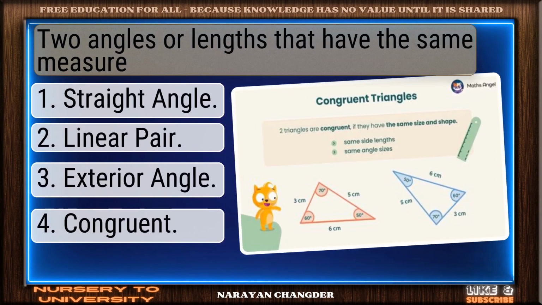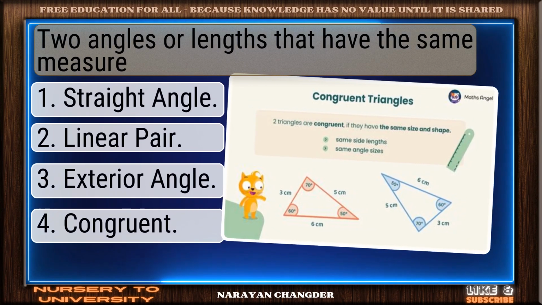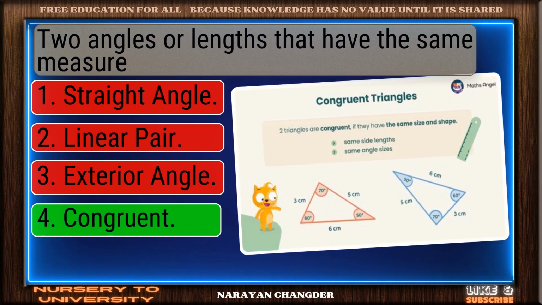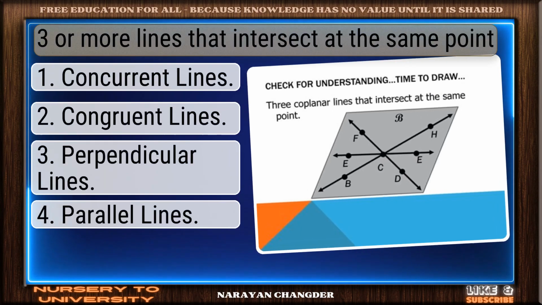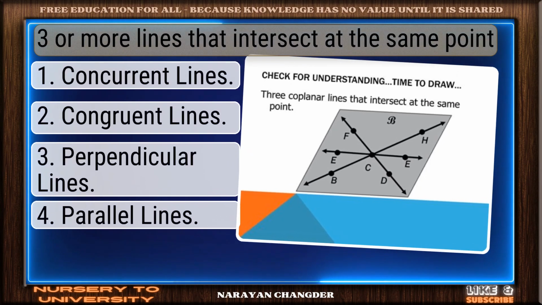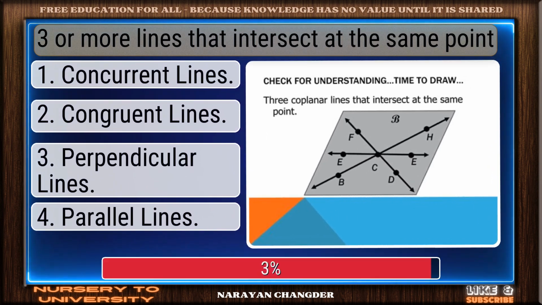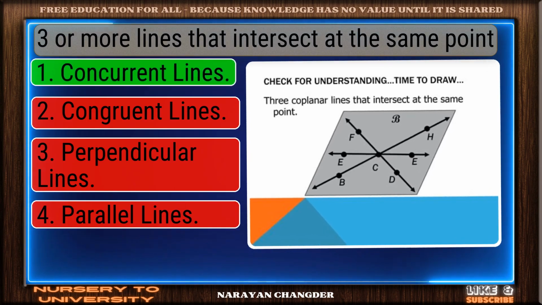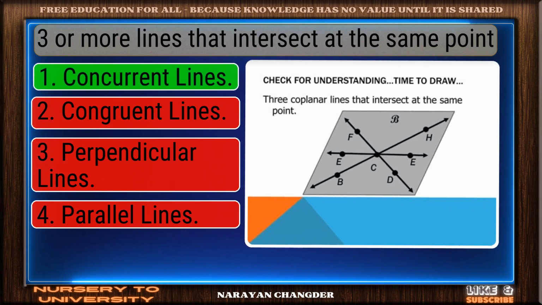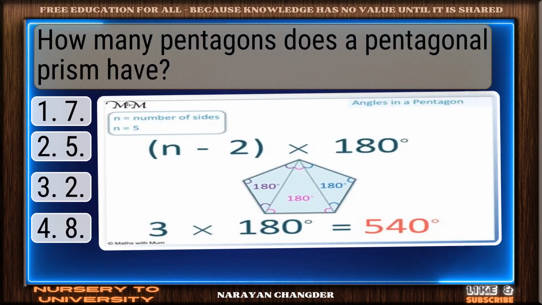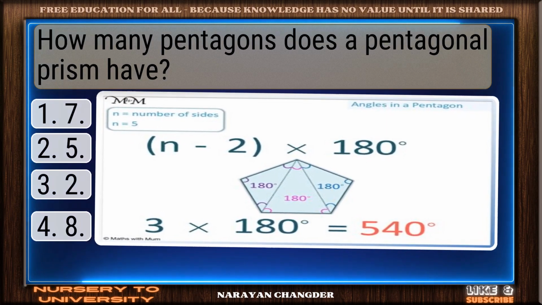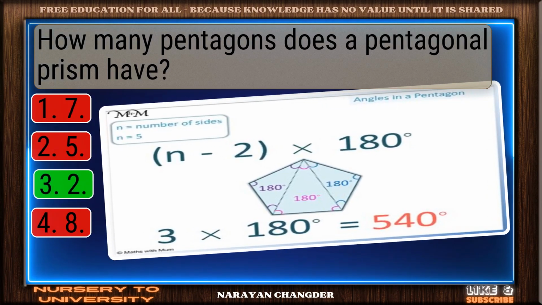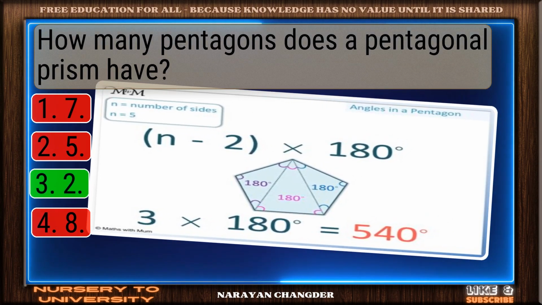Question number 135. Two angles or lengths that have the same measure. Good thinking. Congruent is the right answer. Question number 136. 3 or more lines that intersect at the same point. Nice work. You chose concurrent lines and it is correct. Question number 137. How many pentagons does a pentagonal prism have? Nice selection. 2 is the correct and valid answer.